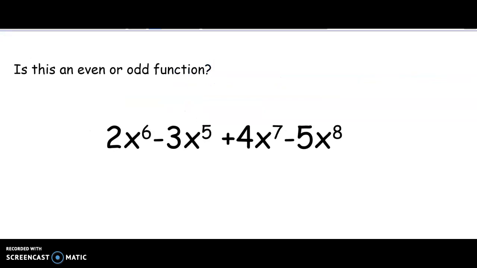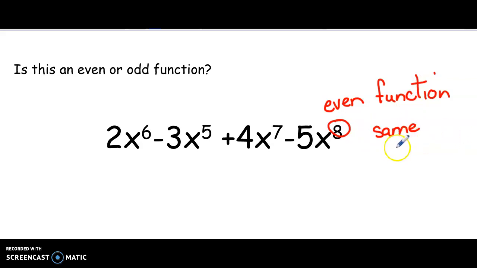If we're looking at this, we look at all of our exponents. We have 4 of them. Our largest exponent here is an 8, so that means this is an even function. So the ends of our graph will point in the same direction. Either both will point up or they both will point down.